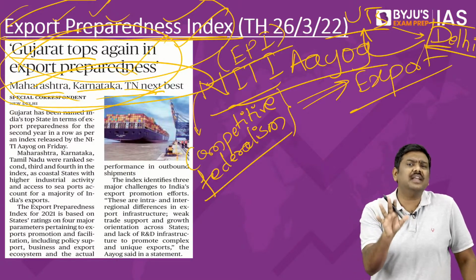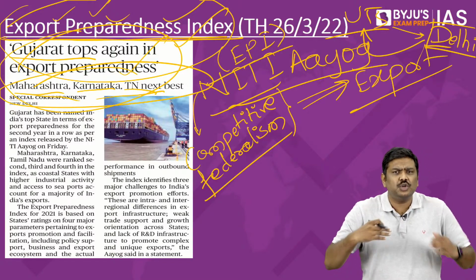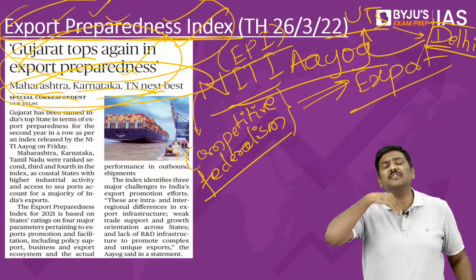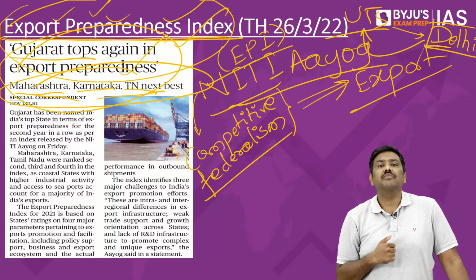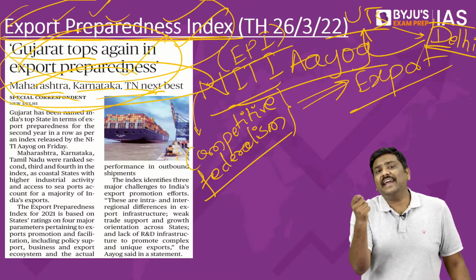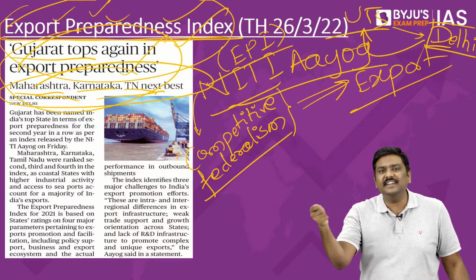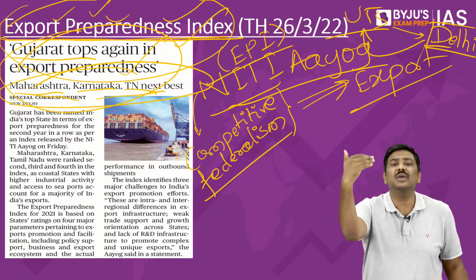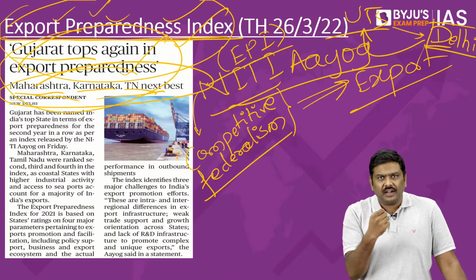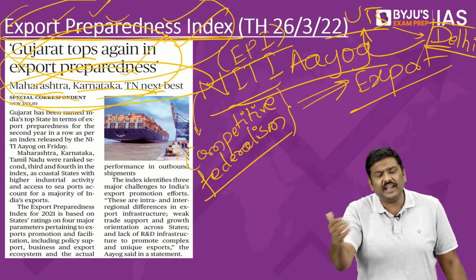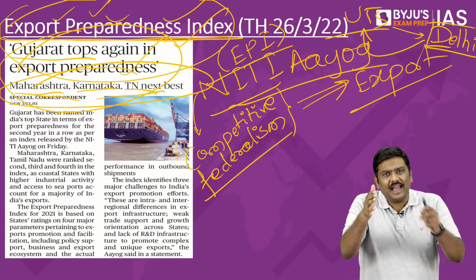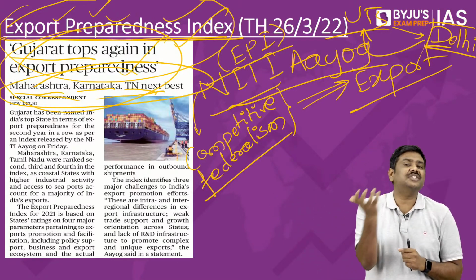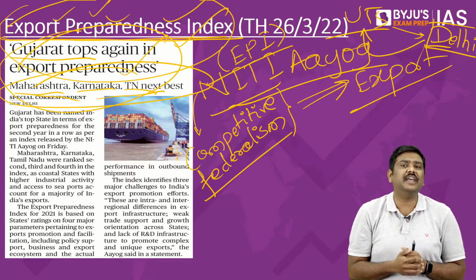Now, what is the importance of the index? Why should we focus on the index? Whenever the performance is evaluated by the Aayog, it gives you a very good indicator of how the states as well as the central government are implementing policies to produce as well as export goods. Is it okay? Does the state government have a policy to promote export? Does the state government have a policy district-wise to promote export? Sir, why should the state have a district-wise policy to promote export?